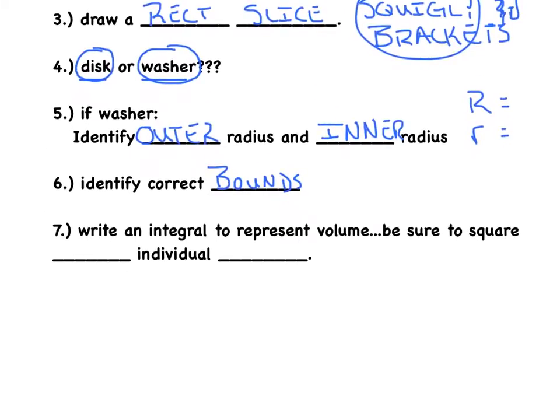We're going to write an integral expression to represent the volume, and be sure to square each individual radius. And that's what we talked about on that last slide. Make sure we don't subtract them first. We're going to square them first and then subtract them.